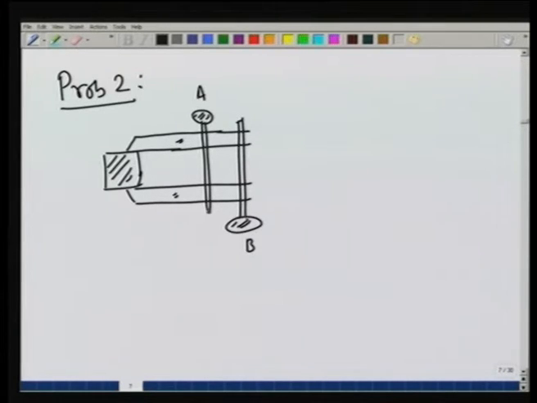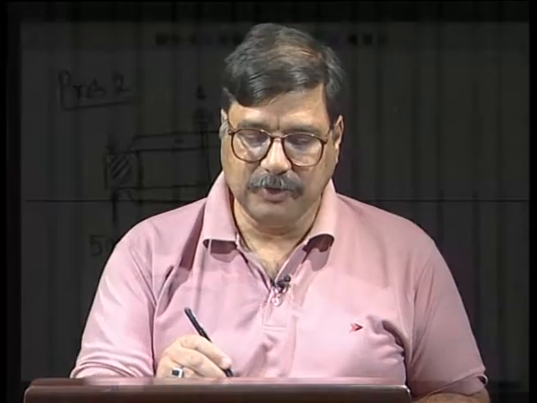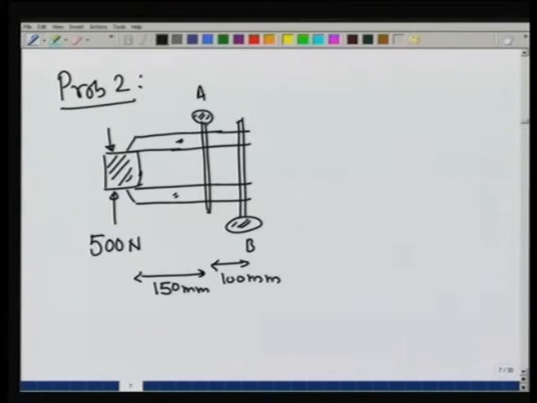They are tightened to the extent that the compressive force on this block in both directions is of the amount 500 newtons. If this distance is 100 millimeters and this distance is 150 millimeters, we want to find the forces applied by the screws on these clamps, assuming that the forces applied by the screws are along the screw direction. So, let us look at the upper clamp.